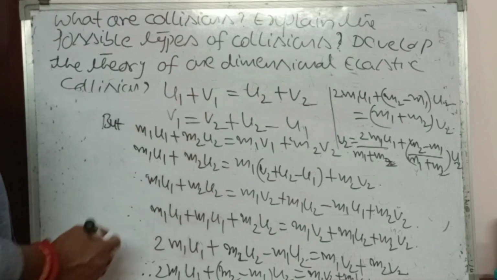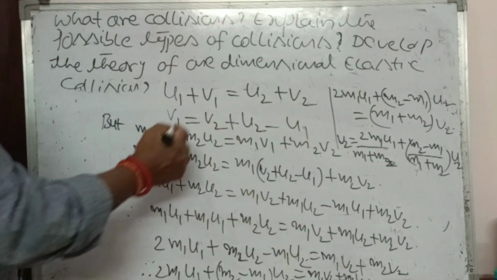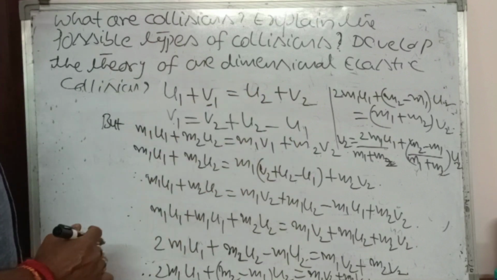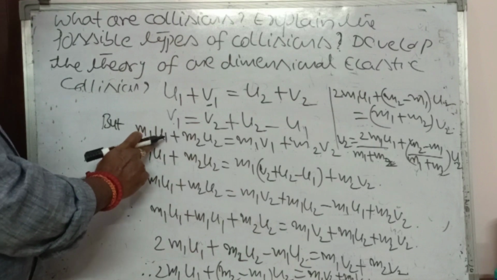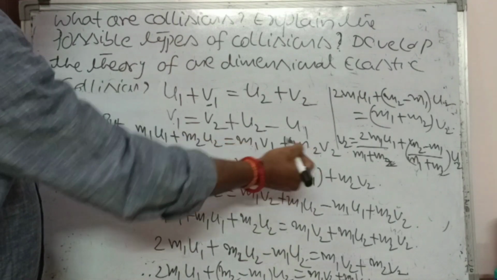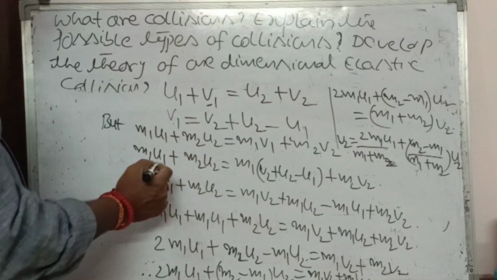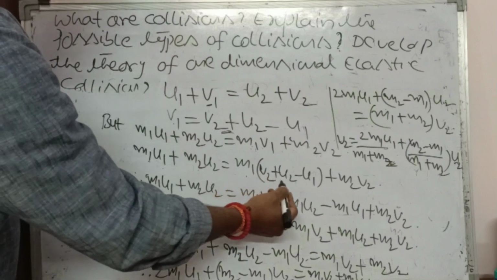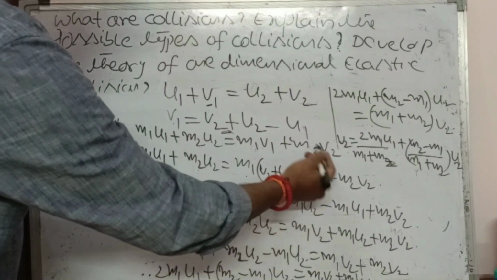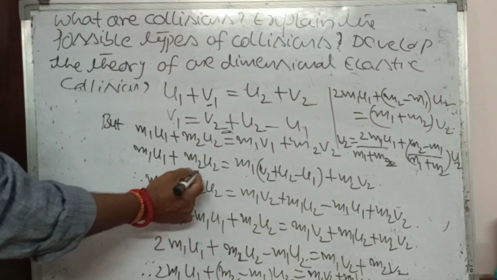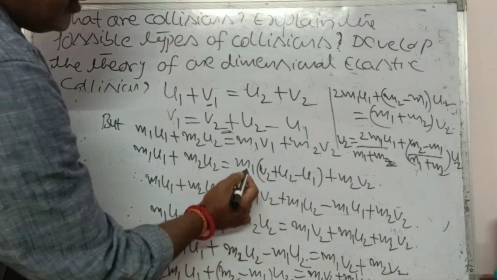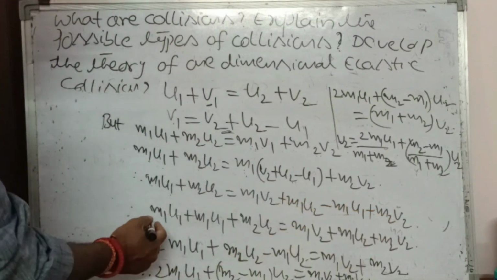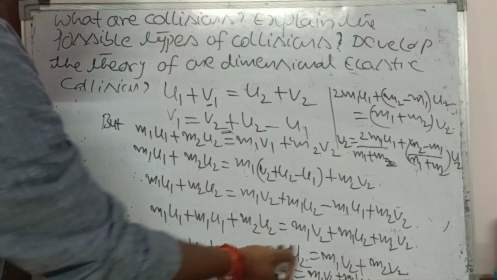Therefore, I am making v1 the subject. v1 is equal to v2 plus u2 minus u1. But according to conservation of momentum, m1 u1 plus m2 u2 is equal to m1 v1 plus m2 v2. So m1 u1 plus m2 u2 is equal to m1 into, instead of v1 we take v2 plus u2 minus u1, plus m2 v2. Expanding the bracket, m1 u1 plus m2 u2 is equal to m1 v2 plus m1 u2 minus m1 u1 plus m2 v2.